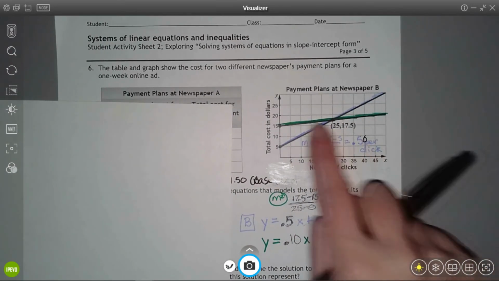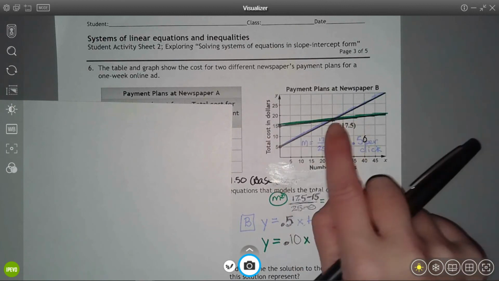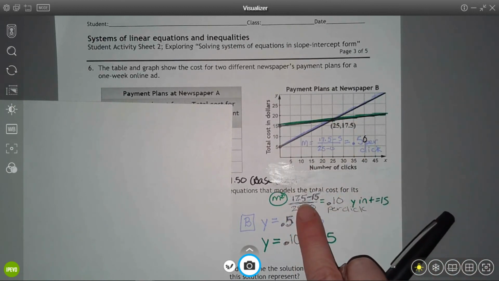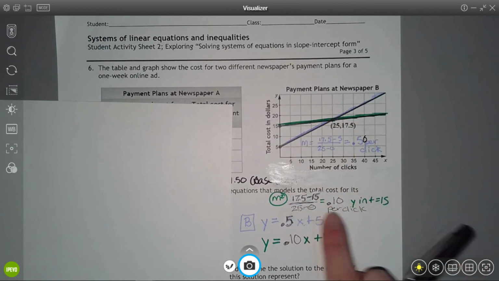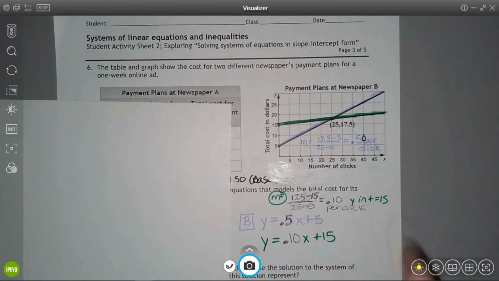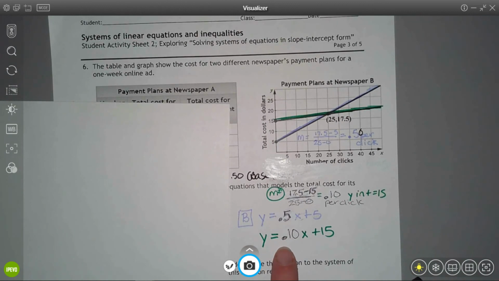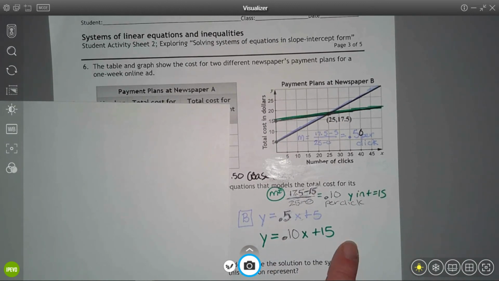And then I went up to this line here and I found the slope by doing 17.5 minus 15 over 25. And that costs 10 cents per click. And I see my Y-intercept is 15. So my second equation, Y equals 10 cents per click plus $15.